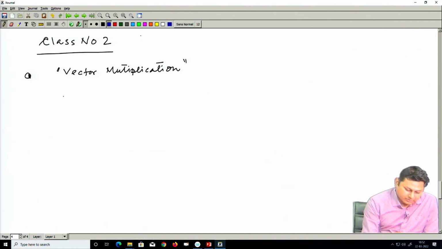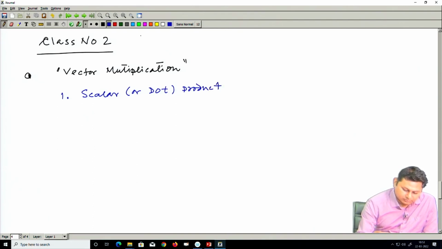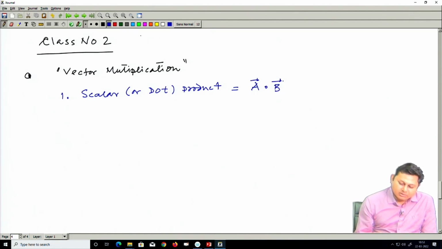So, one is the scalar or simply dot product, which is, if A and B are two different vectors or the same vectors, then we define this scalar product as A dot B.